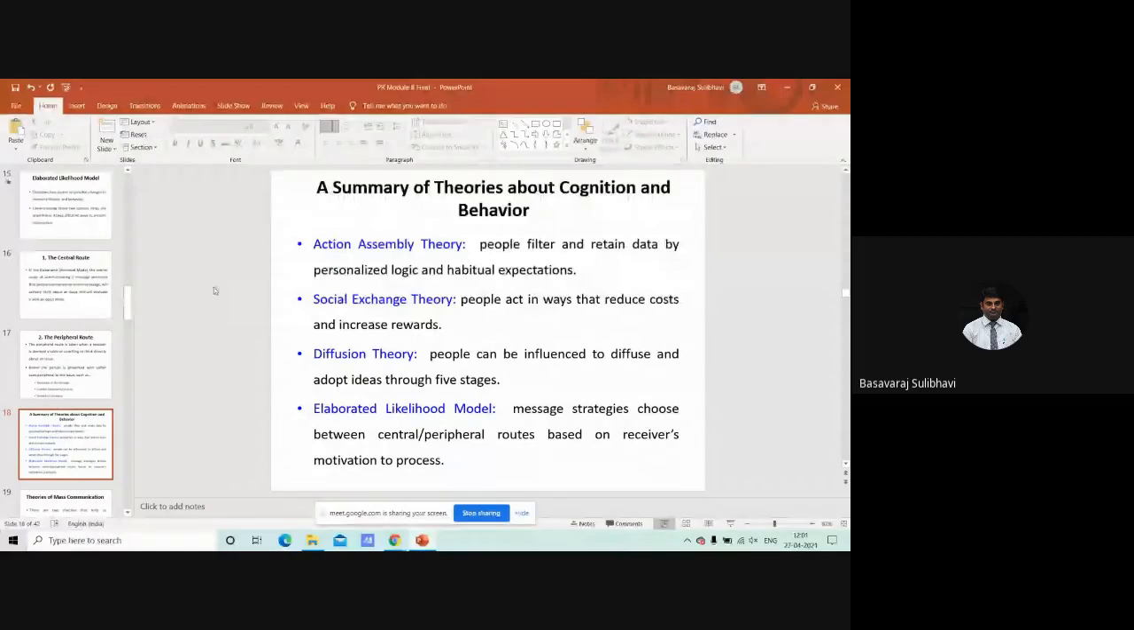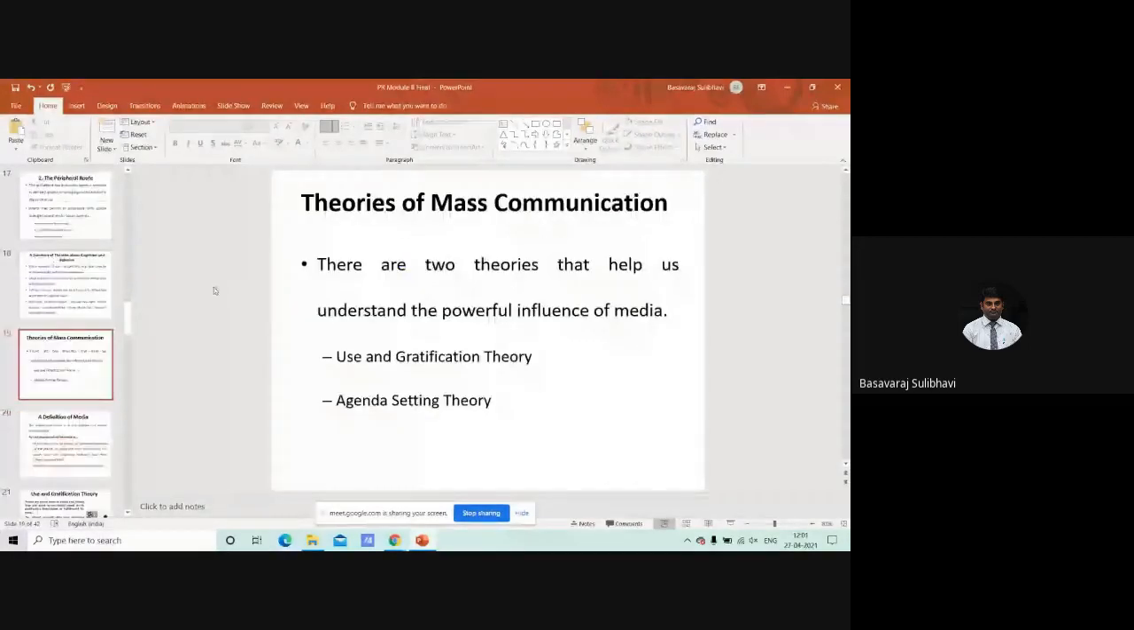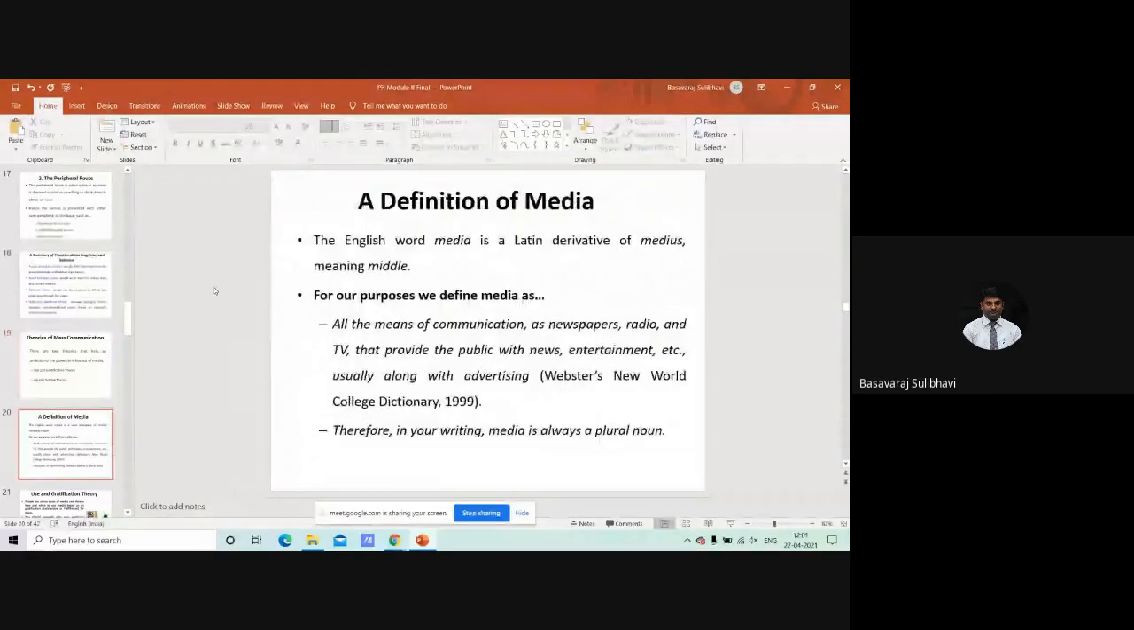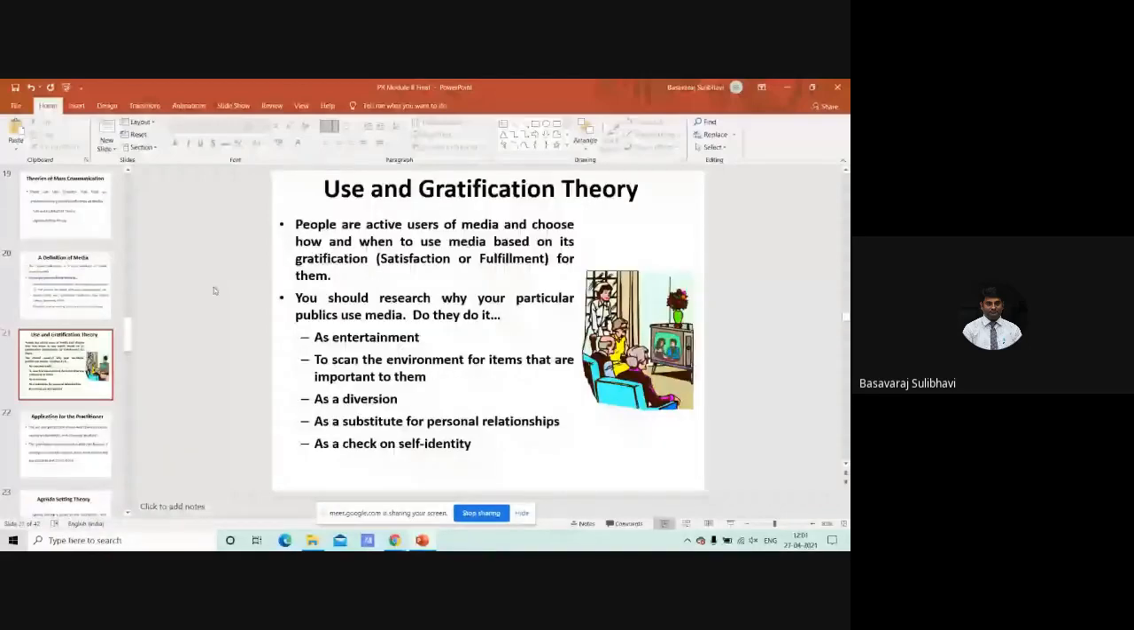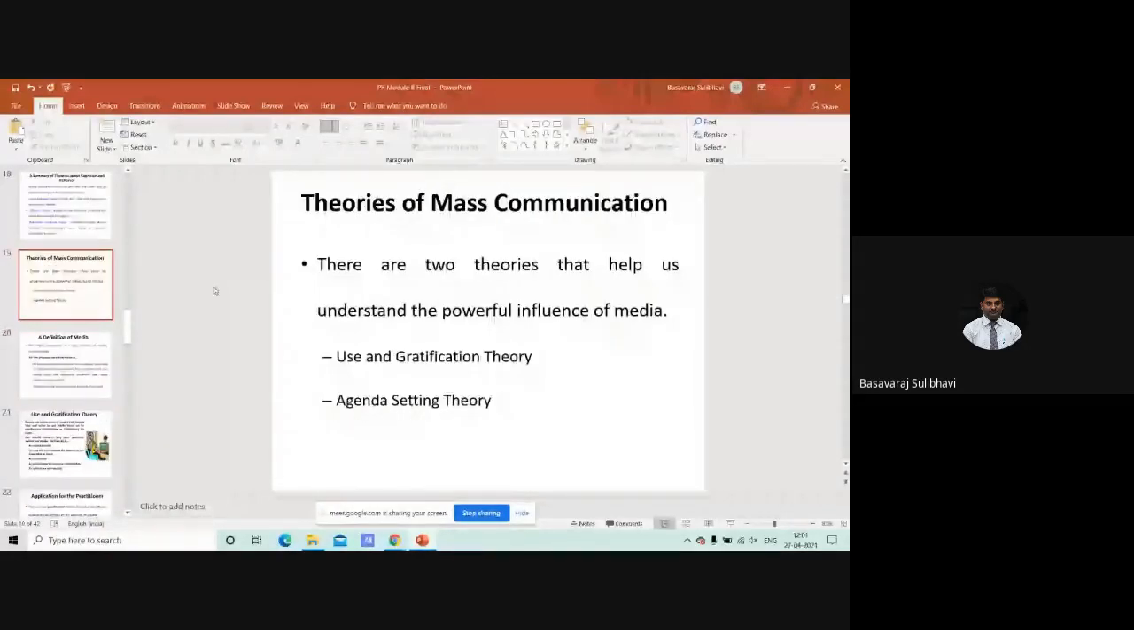So this is something about the theories of mass communication, then defining the media, then we have gratification theory, agenda setting theory, etc. Too many theories can lead to a conclusion in a day, so I think we have to stop the class here. In the next class, we will be discussing the other theories. For now, please go through the theories already discussed in the previous slides. Fine.